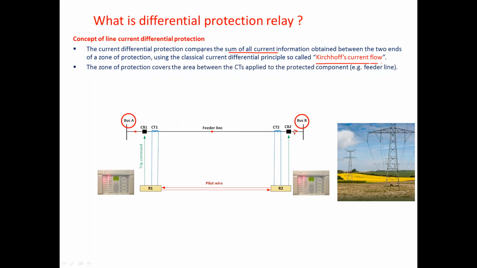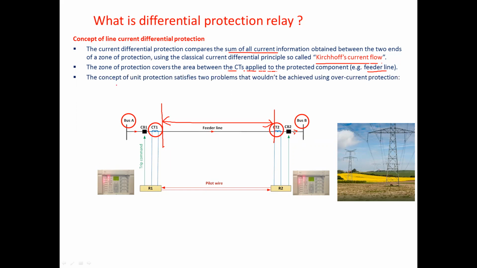The zone of protection covers the area between two CTs, to the protected component, for instance, a feeder line. So this is the protected area. Okay, this is what we need to protect. So it compares the area between the two CTs, because the CTs are used to measure the current information.